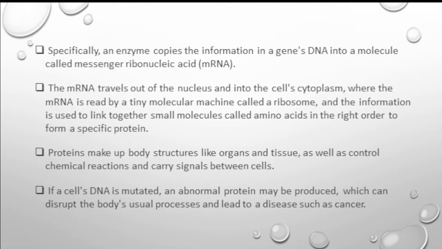Proteins make up the body structures like organs and tissues, as well as control chemical reactions and carry signals between cells, and play a plethora of other functions essential for the survival of the cell. So if a cell's DNA is mutated or damaged, an abnormal protein may be produced, which can disrupt the body's or the cell's usual function and may lead to diseases such as cancer and apoptosis.